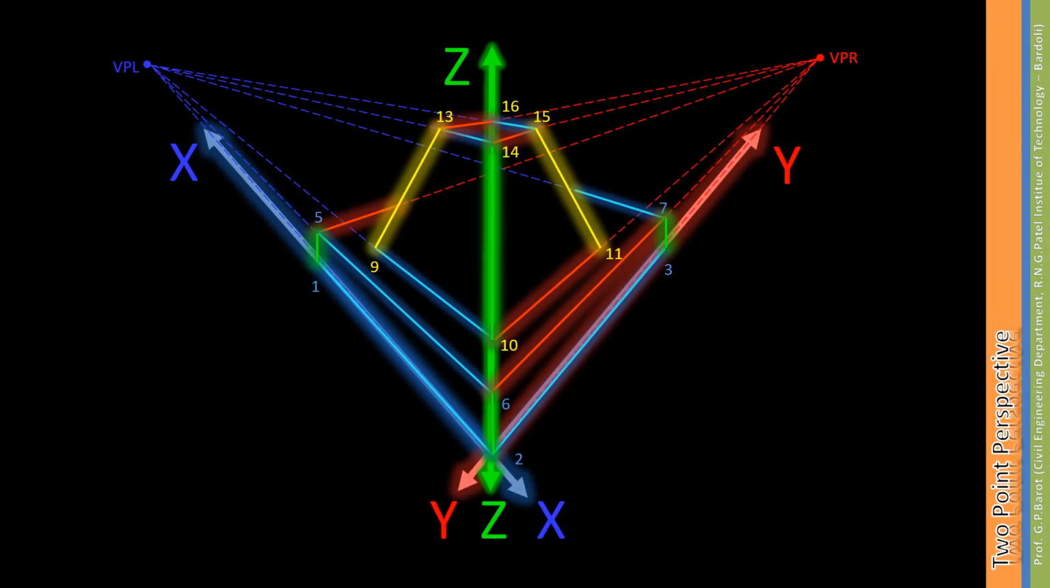In a two-point perspective drawing, all lines of the x-axis vanish on VPL, and all lines of the y-axis vanish on VPR, but all lines of the z-axis are parallel to each other. Each point of the object is marked with proper notation. These notations are very helpful to draw the two-point perspective drawing.